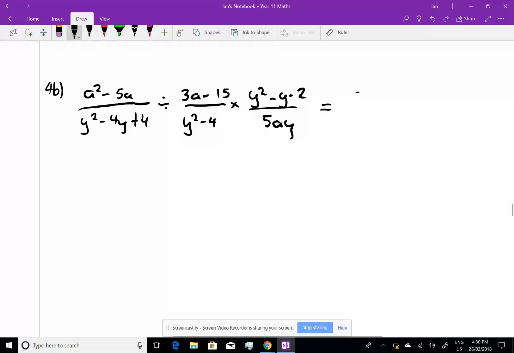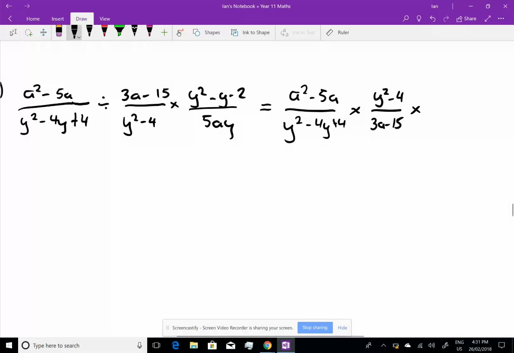So what do I do? A squared minus 5a over y squared minus 4y plus 4. Well, the first thing I do, I don't divide fractions. I multiply by the reciprocal. So the reciprocal is y squared minus 4 on 3a minus 15. Then I've got this times y squared minus y minus 2 all over 5ay. Now I'm going to factorise so that I can cancel.